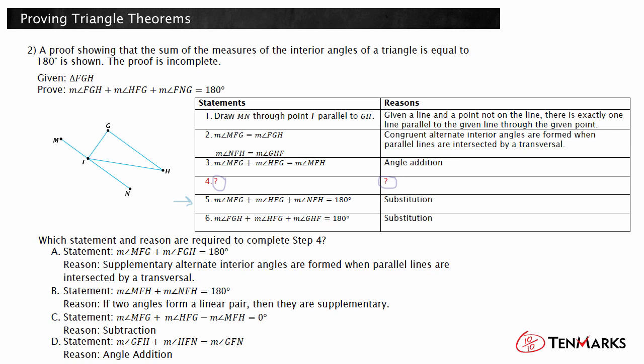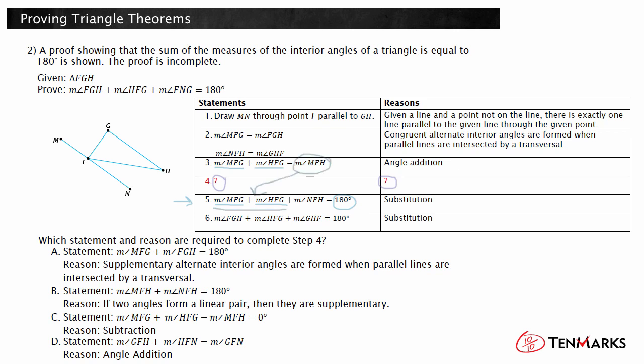Step 5 shows three angle measures being added to have a sum of 180 degrees. The reason says substitution. So, looking at the steps above step 5, what could have been done with substitution to conclude that the sum of the three angle measures equal 180 degrees? Do you notice any repeated information in step 5 from the previous steps? Step 5 starts with the sum of the measures of angle MFG and angle HFG. Notice these angle measures were also added in step 3.